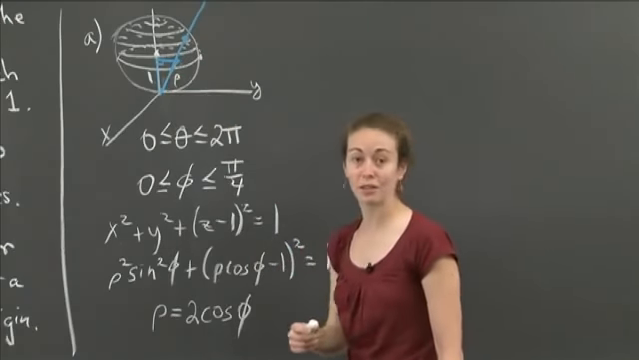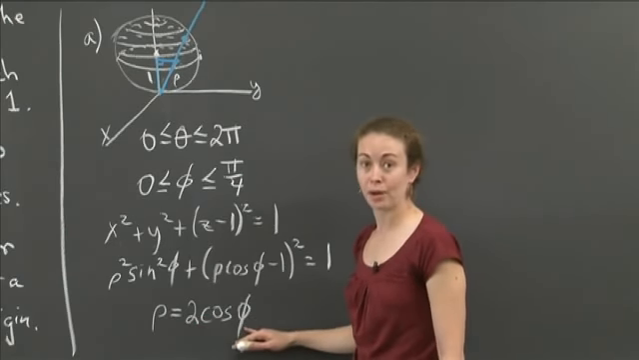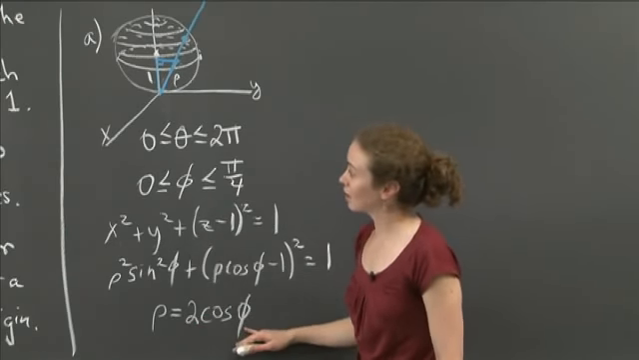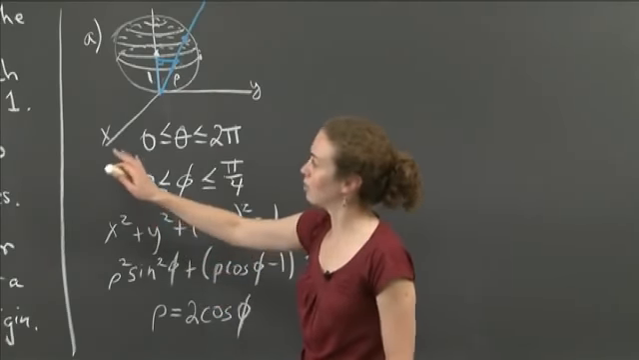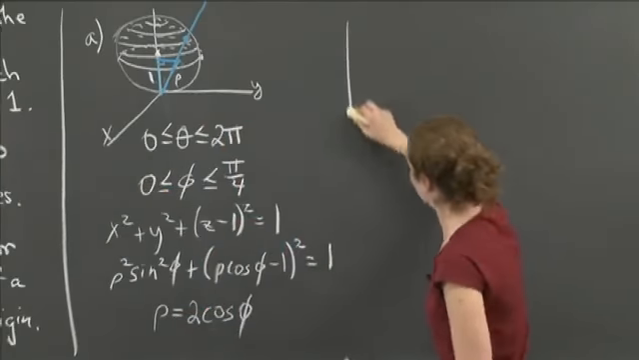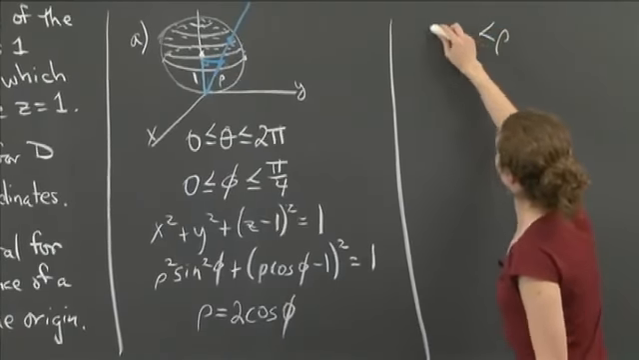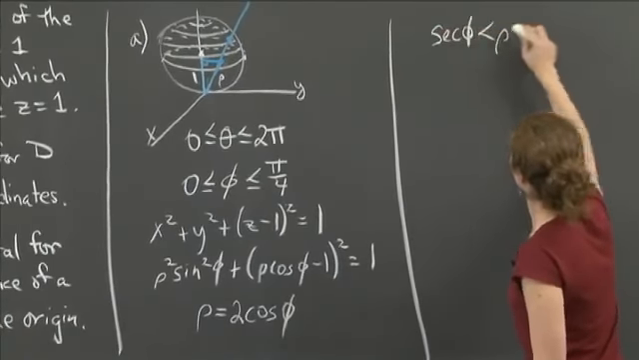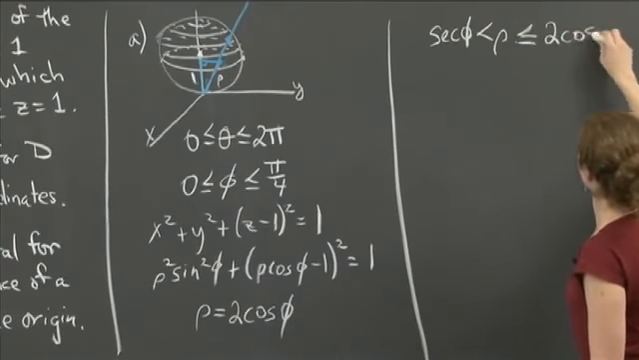So rho is equal to secant phi as the lower bound, and it's equal to 2 cosine phi as the upper bound, okay? And the thing I want to be careful of is I'm not supposed to include, it won't matter for the integral, but I'm not supposed to include the plane. So rho is going to be, let me write this and make sure. Rho is going to be greater than secant phi, and it's going to be less than or equal to 2 cosine phi.